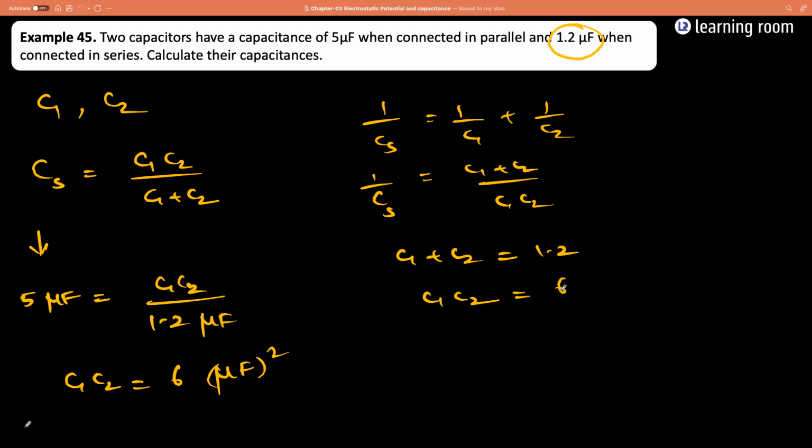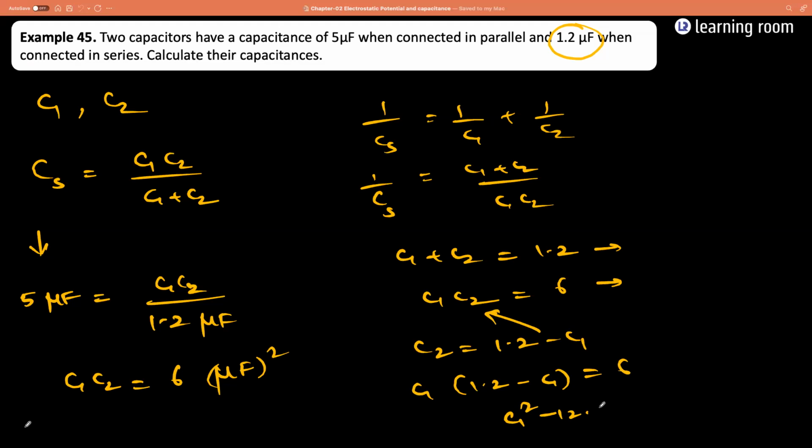So C1 plus C2 is 1.2. C1 C2 is 6. Now, how do I solve this, guys? Can I write C2 is equal to 1.2 minus C1? Take this and substitute it here. C1 into 1.2 minus C1 is equal to 6. So C1 square minus 1.2 C1 plus 6 is equal to 0.